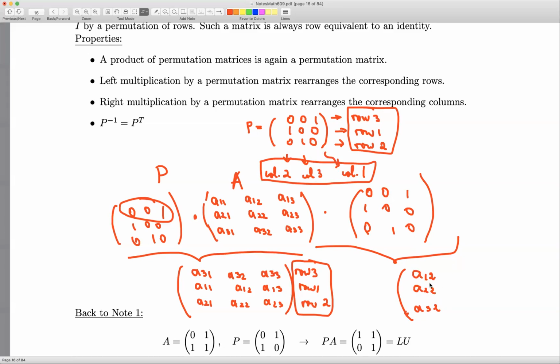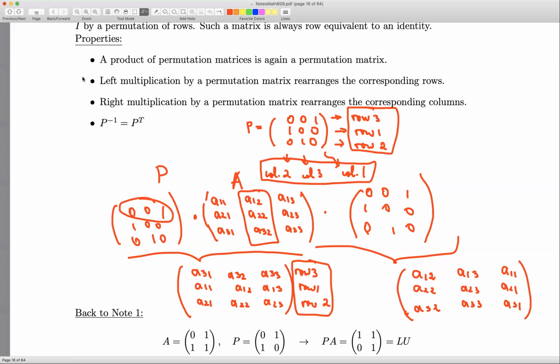And if you do the multiplication, you will see that it is the same as putting the second column of A on the first place and the third column of A, A13, A23, and A33, second, and then at the end we'll have column 1, A11, A21, and A31.